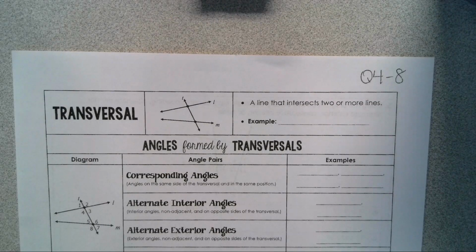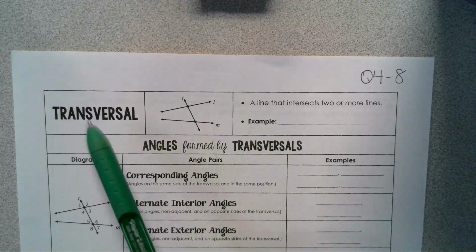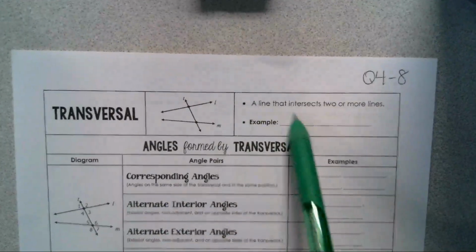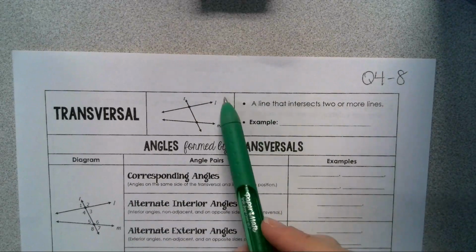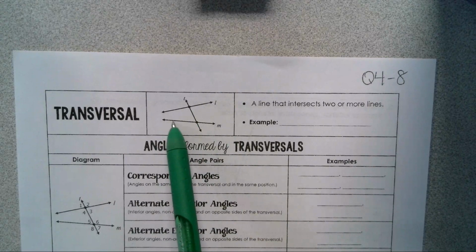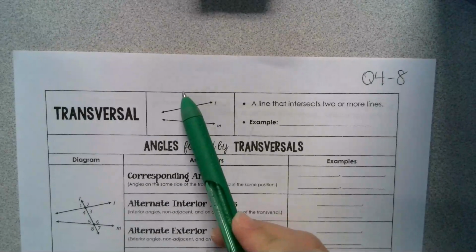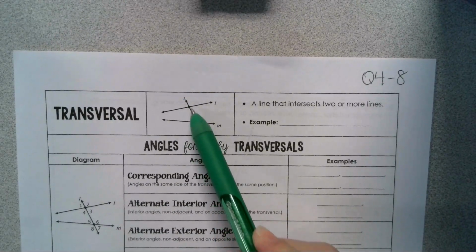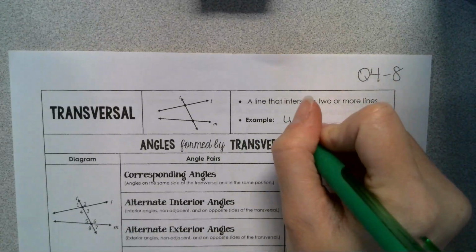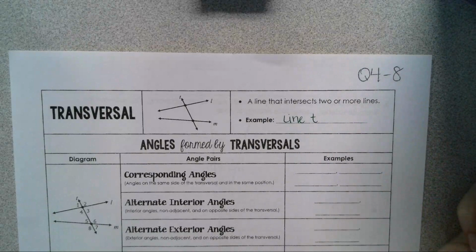Today we're going to talk about transversals and angles formed by transversals. So a transversal is a line that intersects two or more lines. In this diagram, you can see line L is here, line M is underneath it, and then we have line T, which you can see by these 2 points intersects both line L and line M. So line T is our transversal.